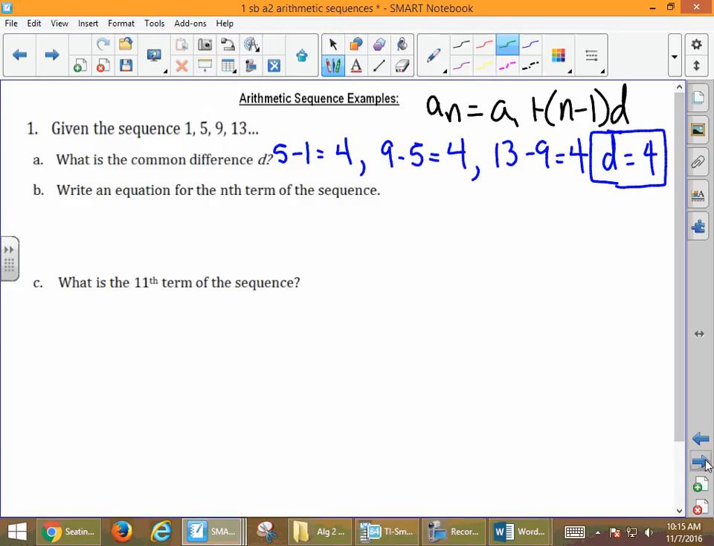Part B says, write an equation for the nth term of the sequence. So that's where we start to use the formula we were given on the front page. We're going to fill in what we know. It says a sub n, we don't know that, and it equals a sub 1. What's our first term in this list? 1. So it's 1 plus, we don't know n, but we just figured out the common difference is 4. Now we want to simplify this equation a little more, and we do that by using the distributive property. So we get 1 plus 4n minus 4.